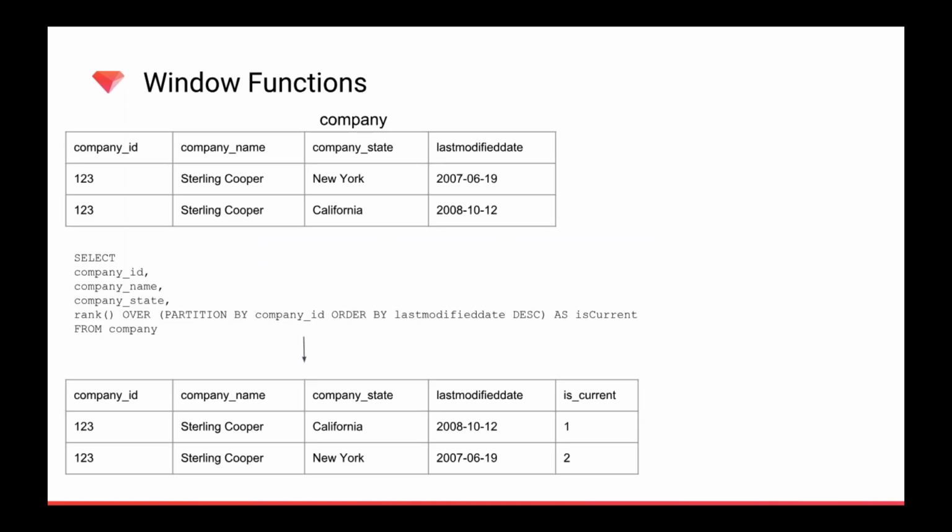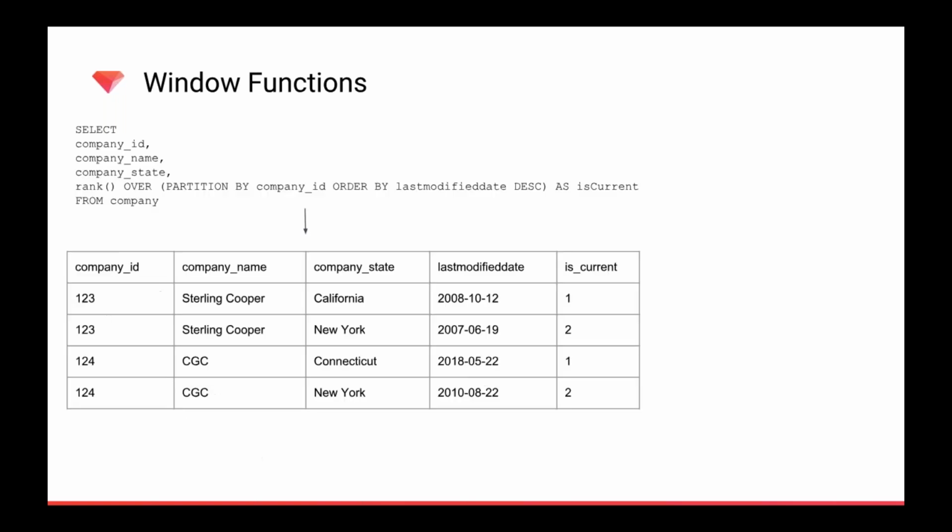So when you run this window function, what you get is a rank ordering of each record by descending last modified date, where rank ordering starts over again at 1 for each company. Here, we only have one company, so what we get is a 1 and a 2 in the is current column. And if we added another company, say CGC, the numbering would start over for CGC because it has a different company ID.